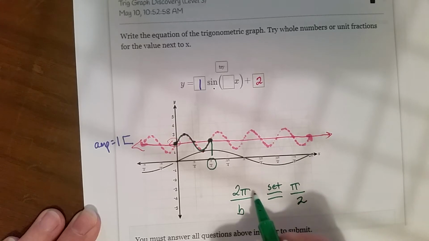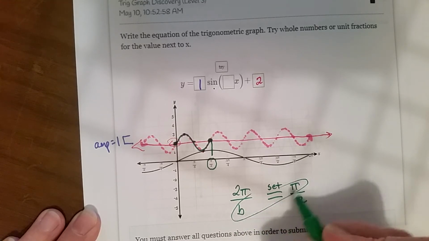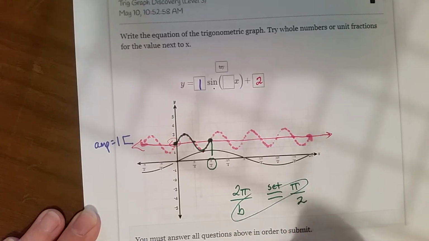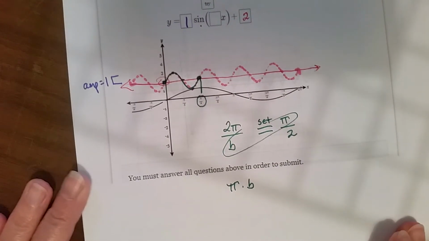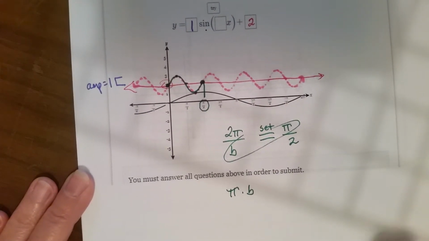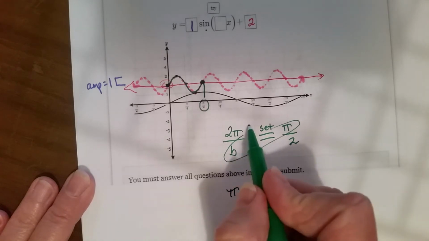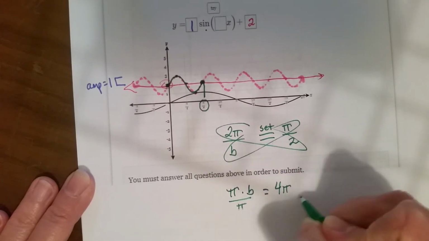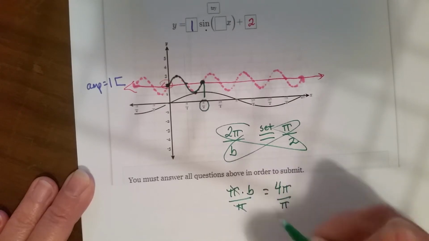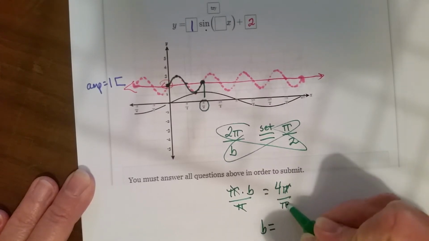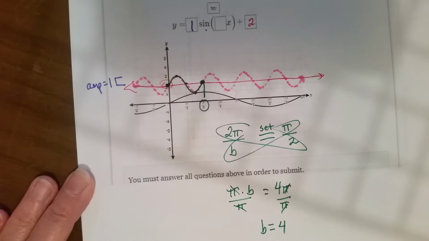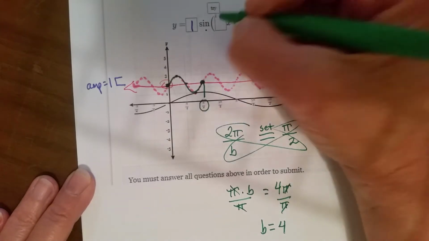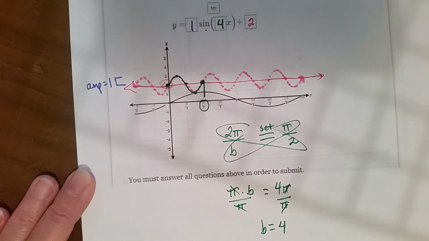Okay, now I'm going to do cross products. So pi times b. Oh, you can't see that. Let's move that up. Pi times b equals 4 pi. Now when I divide by pi to solve for b, the pi's cancel and you just get b equals 4. So 4 is what goes right here.